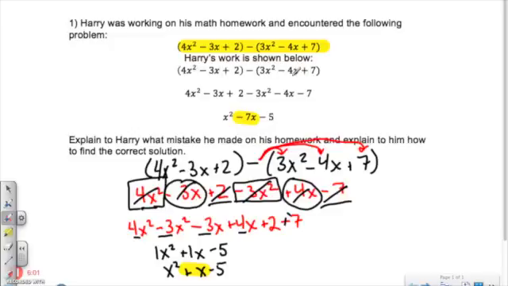Okay, so let's check his first step. His first step, he rewrote the problem just like we did. That looks exactly the same. 4x squared minus 3x plus 2 minus 3x squared minus 4x plus 7. When I'm checking your papers, I always check to make sure you wrote the problem down correctly first. That's a good thing to do. Next, we distributed that negative into the second term. So he's got his 4x squared minus 3x plus 2, same as we did. Then we wrote negative 3x squared. He did that. Positive 4x, because a negative times a negative is positive.